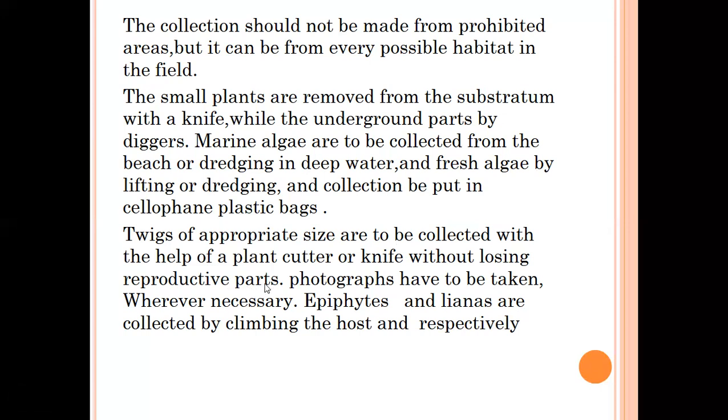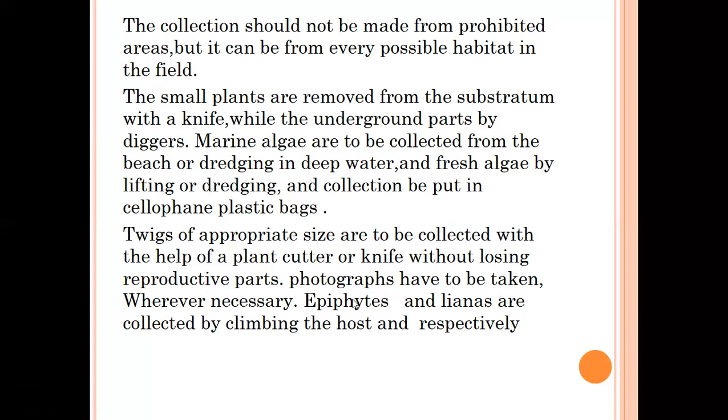When we collected the plant twigs containing any reproductive parts, those reproductive parts are also collected with the vegetation, means without losing the vegetative reproductive parts. Photographs have been taken wherever necessary. Epiphytes and lianas are collected by climbing the host, respectively.